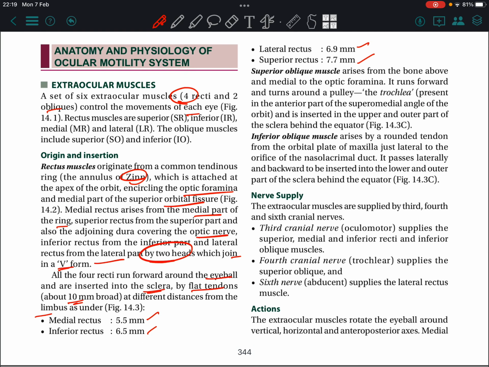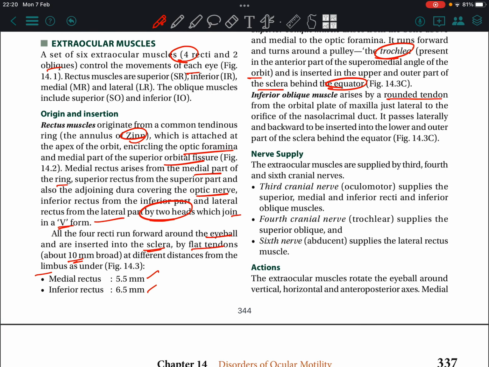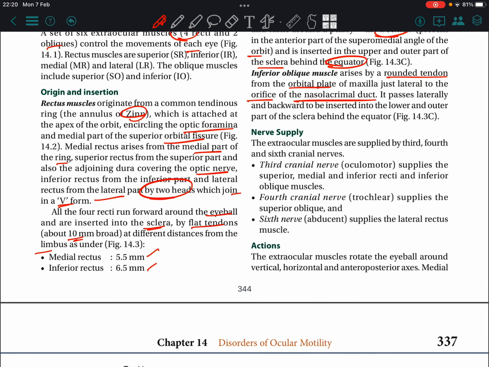The superior oblique muscle arises from the bone above and medial to the optic foramen. It runs forward and turns around a pulley, the trochlea, present in the anterior part of the superior medial angle of the orbit, and is inserted in the upper and outer part of the sclera behind the equator. The inferior oblique muscle arises by a rounded tendon from the orbital plate of the maxilla just lateral to the orifice of the nasolacrimal duct. It passes laterally and backward to be inserted into the lower and outer part of the sclera behind the equator.